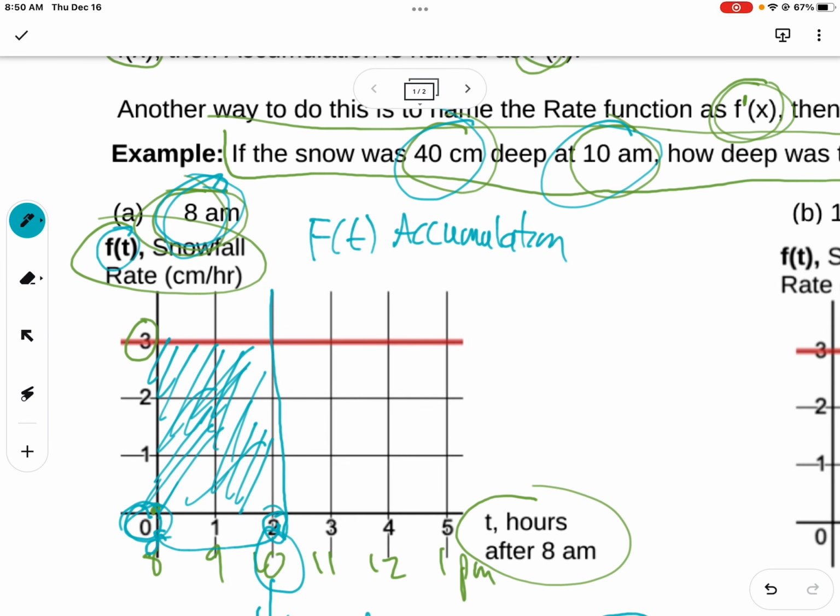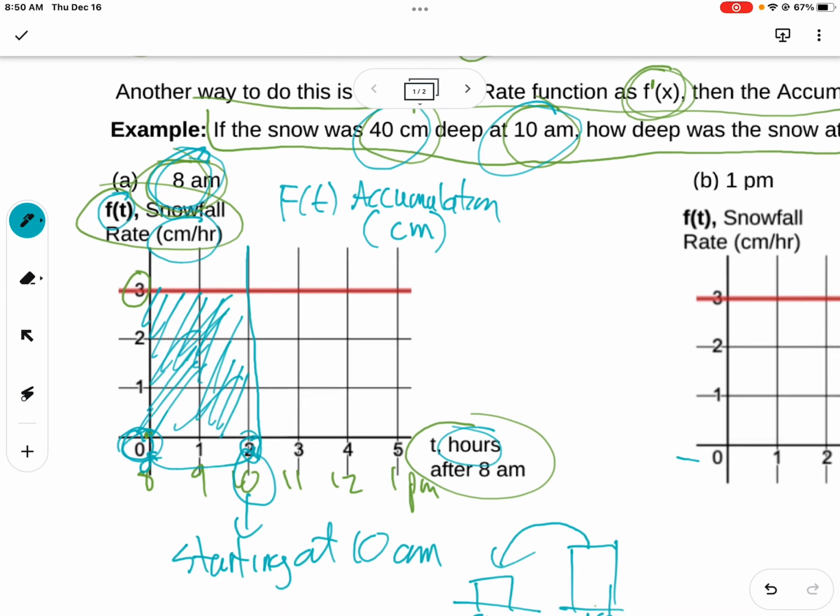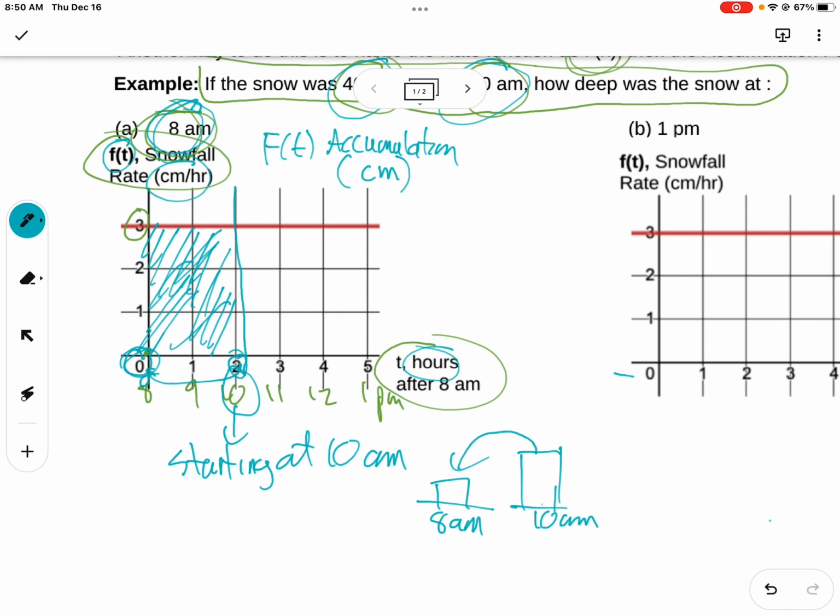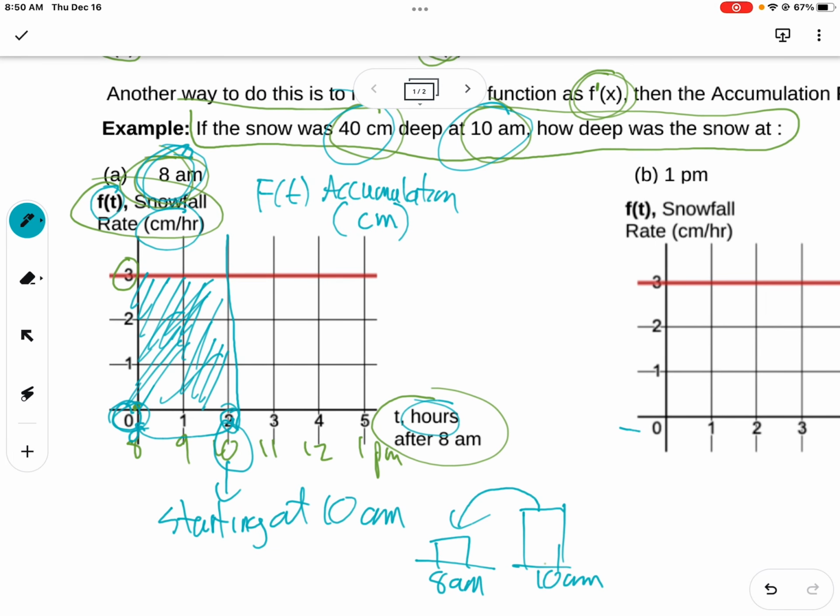Oh, and what will the units be on big F of t? We've learned about this as well. So accumulation is always delta y times delta x, or centimeters per hour times hours. So that will just have units of centimeters. Okay, centimeters.